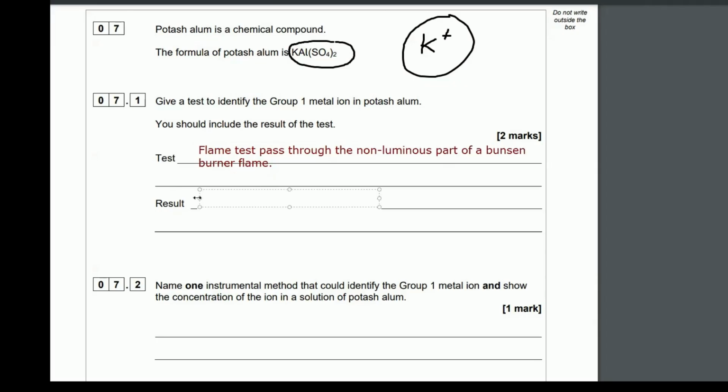Right, the result the ideal answer they like is turns lilac. Okay, you get a lilac flame. However, they should accept pink or purple as well, because it's really down to people's eyesight as to what they see. Obviously the flame turns lilac, and so that's what I mean by that. Let's zing on.